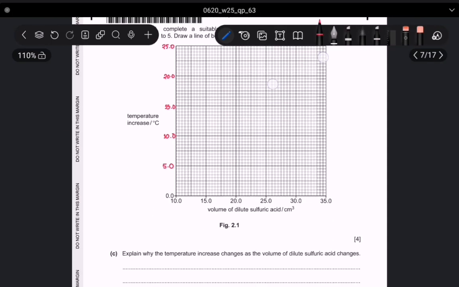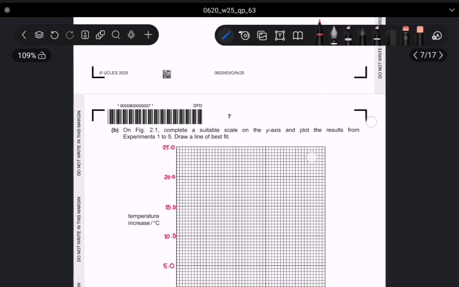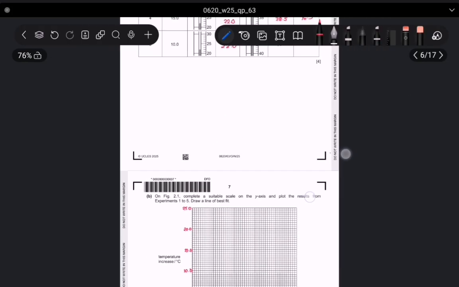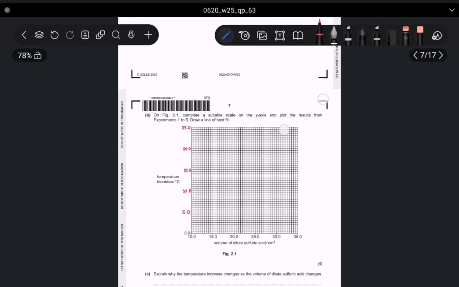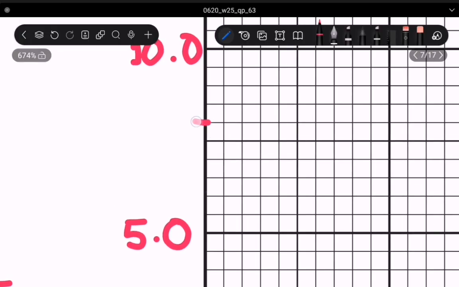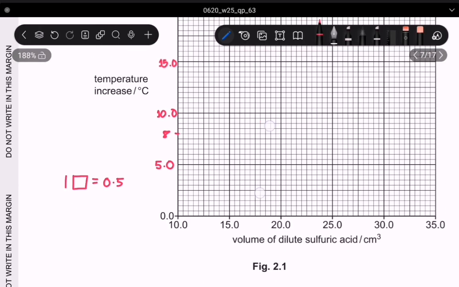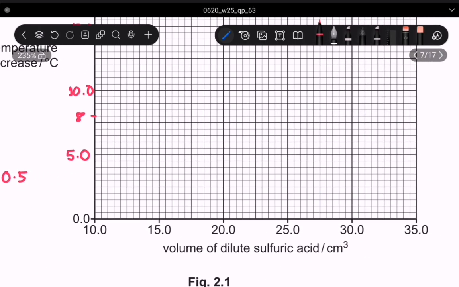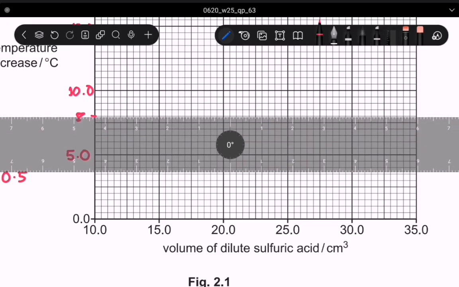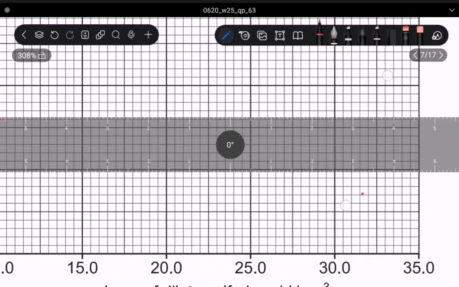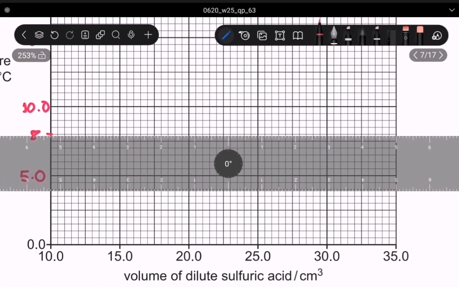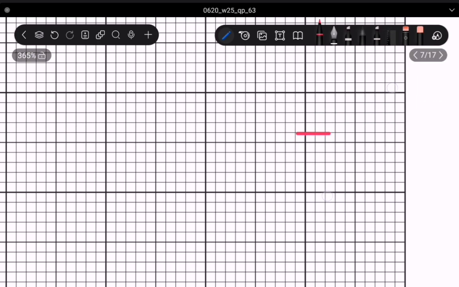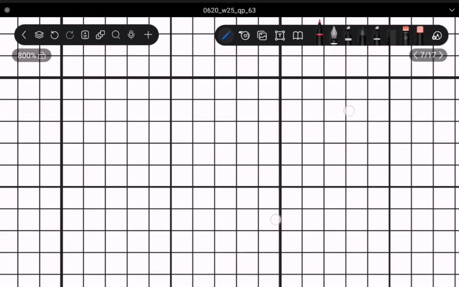Alright, so this is the scale I've chosen. Now we're going to use it. The volume of dilute sulfuric acid is 30, and at 30 the temperature increase I'm getting is 8. So I'll take my ruler, and where 30 is, I'm just going to draw.